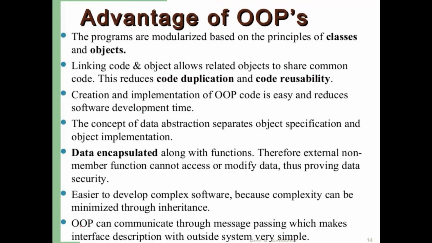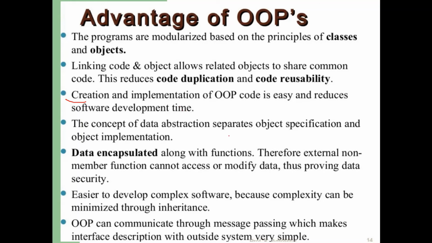Now we'll see what are the advantages of object-oriented programming. Programs are modularized based on the principle of classes and objects, because any program we write is based on classes and objects. Linking code and objects allows related objects to share common code, and that reduces code duplication and improves code reusability. Creation and implementation of object-oriented code is easy and reduces software development time when we are using these concepts.